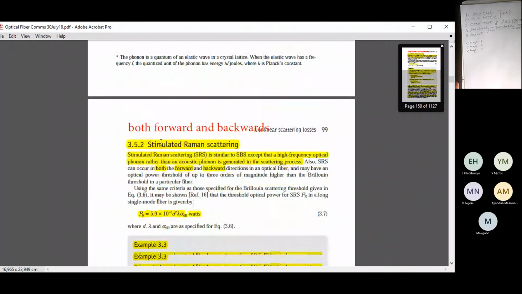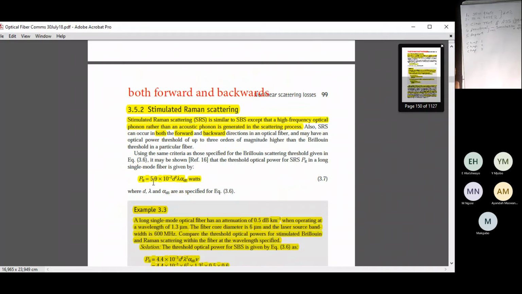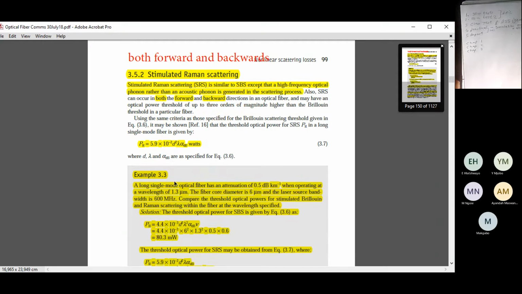Right. SRS scattering. There's a formula. Same formula, except this is a 5.9 now. Times 10 to the 2 times d, which is again that d value, just the value without units.